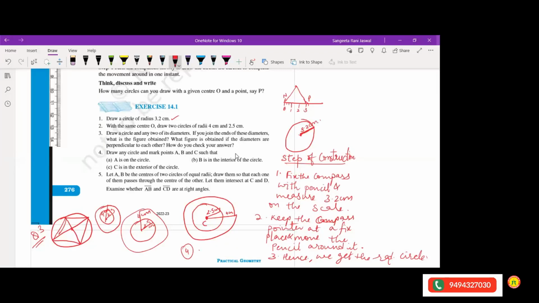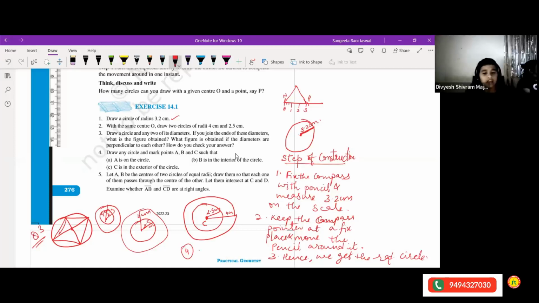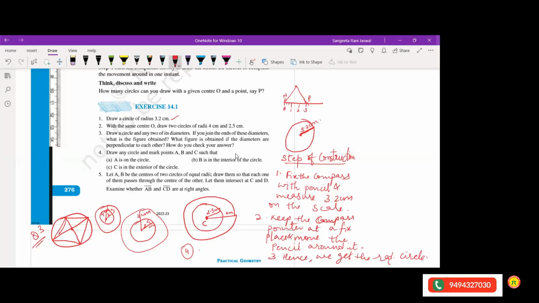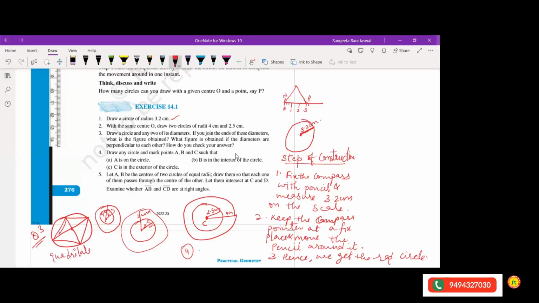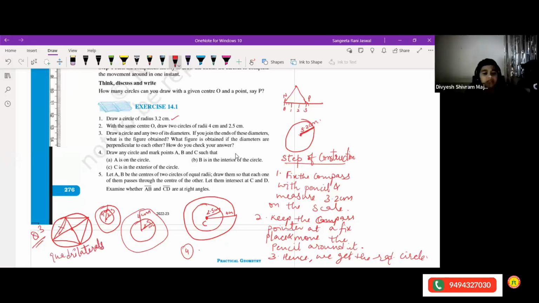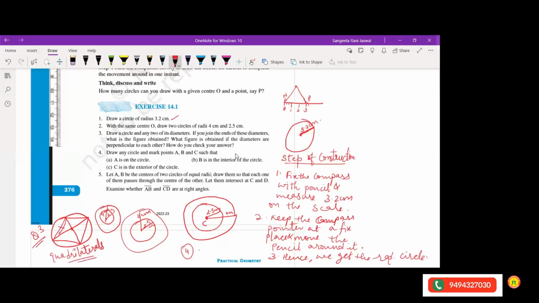Okay. Now I just have to tell what figure I have obtained here. Ma'am, it looks like a rectangle. Ma'am, it looks like a rhombus. Quadrilateral. We are not going into anything more specific, whether it is a rectangle or a square. It is a quadrilateral, a four-sided figure. You can just take it as a quadrilateral.